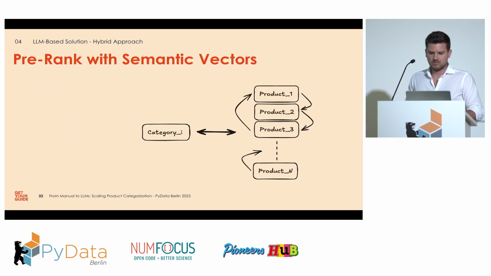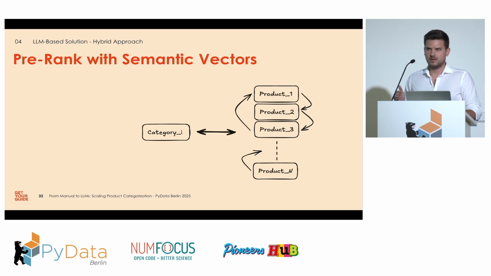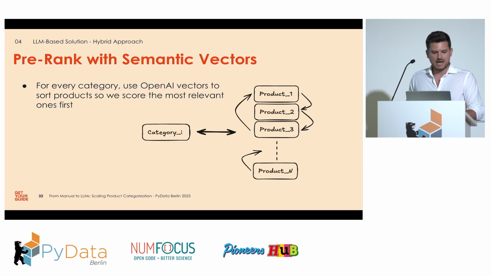So first of all, before sending the data through the LLM, we need to rank the products using the OpenAI vectors. For example, when we use the photography tour category, when you order them, you will see that some photo-related activity products start to go on top, and other ones start to go down. This also helped us prioritize which products to classify first.